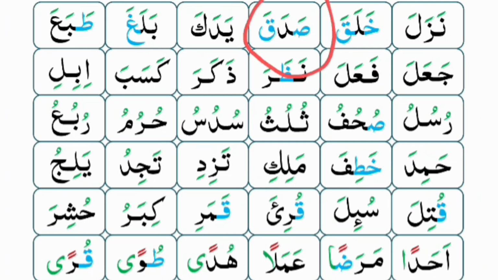The first letter of the third word is sad. The pronunciation of sad is from the tip of the tongue touching the inner edges of the top two and bottom two front teeth. Sad. Sad has a fatha sign. The next dal also has a fatha sign and qaf also has a fatha sign. Qaf is pronounced boldly. Sadaqa. So when we join these three letters, it sounds sadaqa.